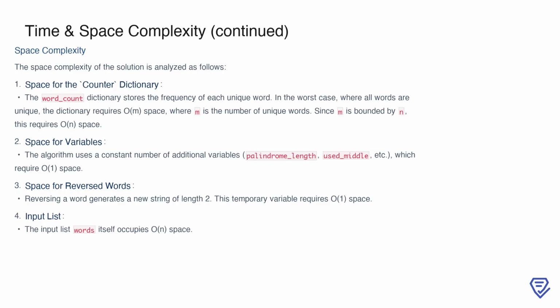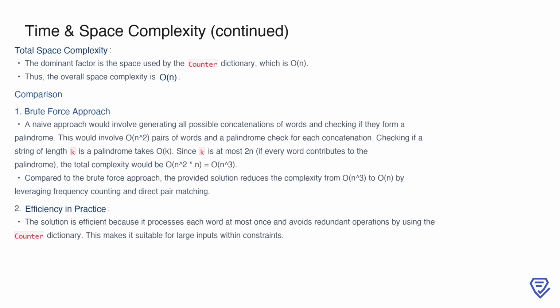O(1) space. Temporary space is also used when reversing words, but since each word is of fixed length 2, this requires only O(1) space. Finally, the input list itself occupies O(n) space, as it directly depends on the number of words in the input. Combining all the factors, the overall space complexity is dominated by the storage required for the counter dictionary, which is O(n). Thus, the total space complexity of the solution is O(n).